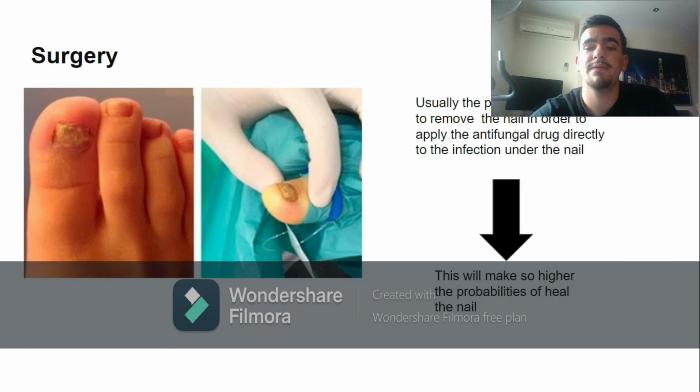Another option for the treatment of a fungal nail is surgery. In this case, the professional prefers to remove the nail in order to apply antifungal drug directly to the infection under the nail. This treatment makes the probabilities of healing the nail much higher.